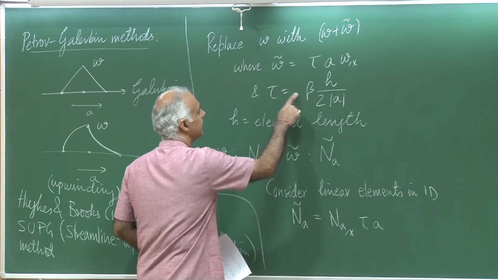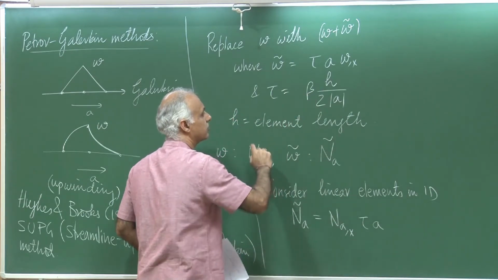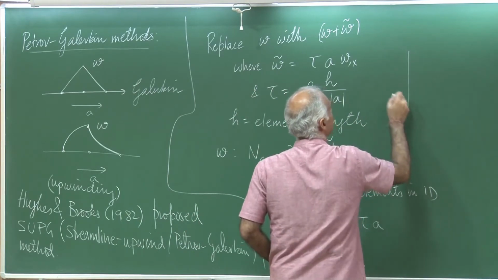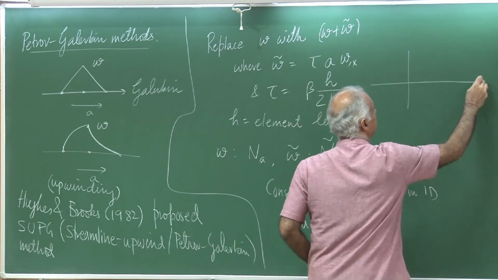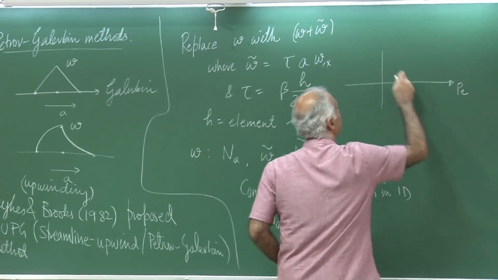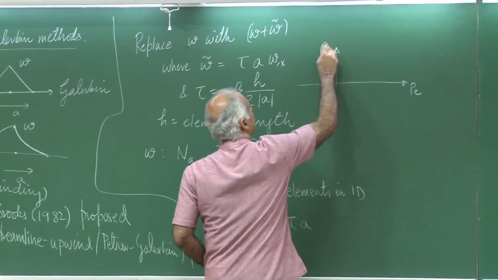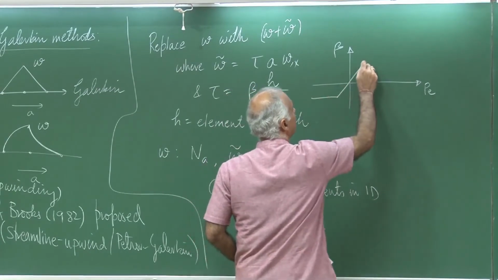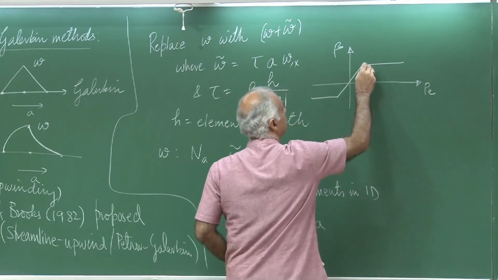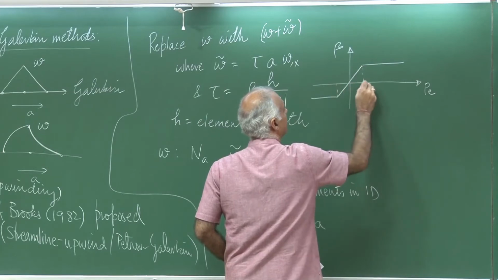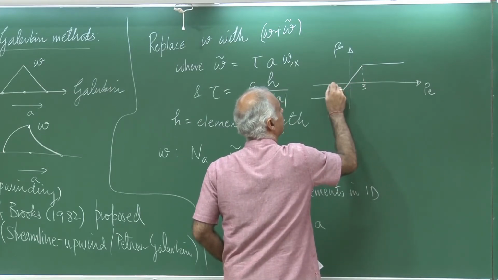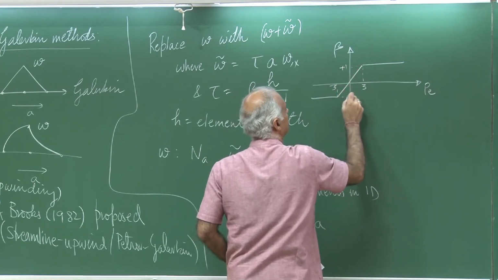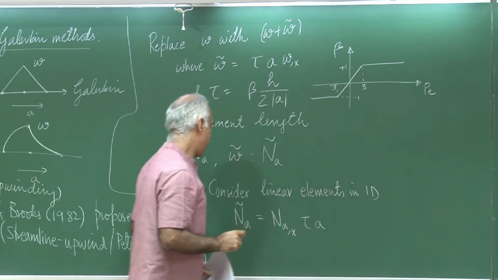So, tau is given as beta h over 2A, and let me remind you what beta is. We have seen this before. This is our Peclet number, this is beta, and we are going to use the doubly asymptotic expression. So, this is 3, this is minus 3, this is plus 1, this is minus 1.